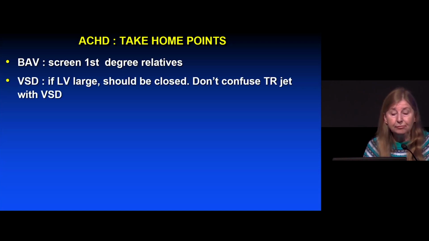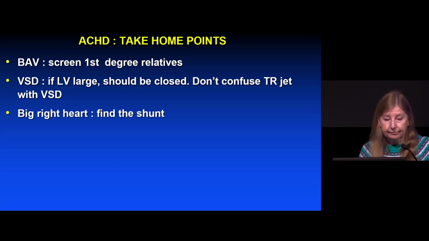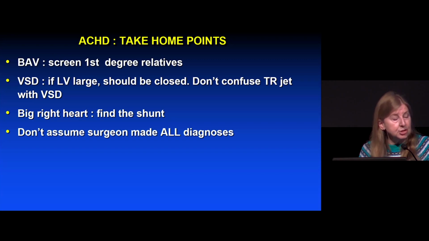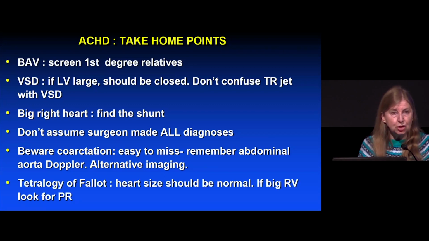VSD, if the LV is big, it should be closed, and never confuse the TR jet with the VSD because you'll overcall pulmonary hypertension. If there's a big right heart, find the shunt. Don't assume the surgeon has made all the diagnoses at the time of surgery, and beware coarctation. It's easy to miss. Remember the abdominal Doppler. Think about alternative imaging. And tetralogy of Fallot.